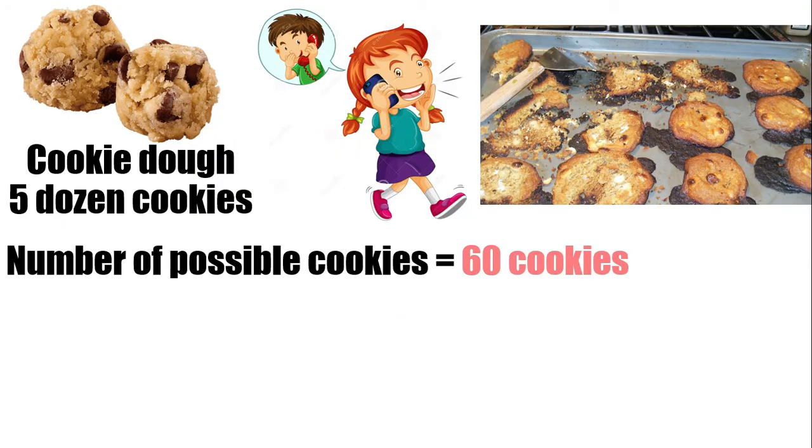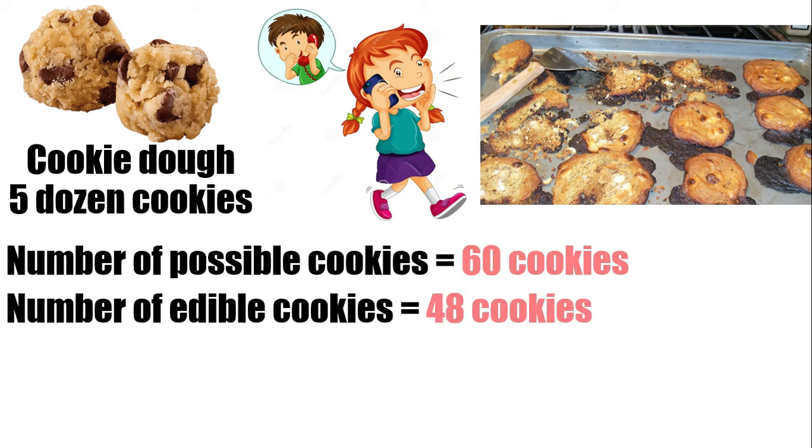So what happened is a sheet of 12 cookies burnt. So you have to throw them away. So what is now the number of edible cookies? You will have 48 since 60 minus 12.